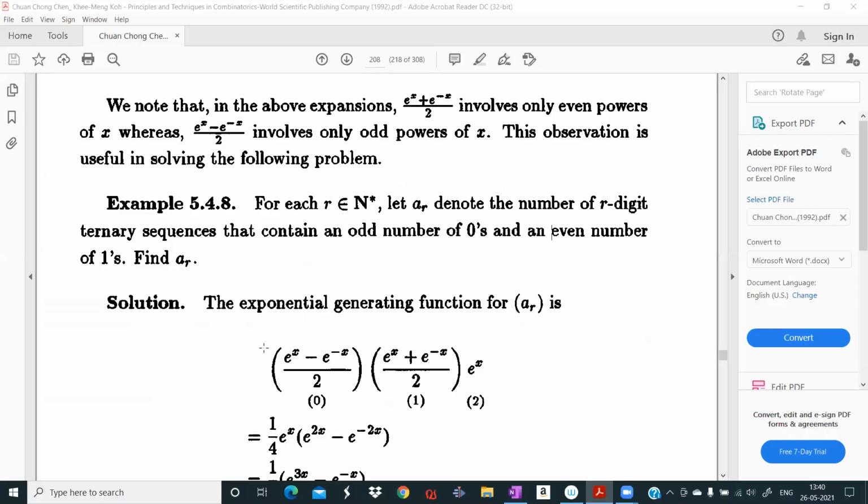So this is the question. Let A_r denote the number of r-digit ternary sequences that contain an odd number of zeros and an even number of ones.